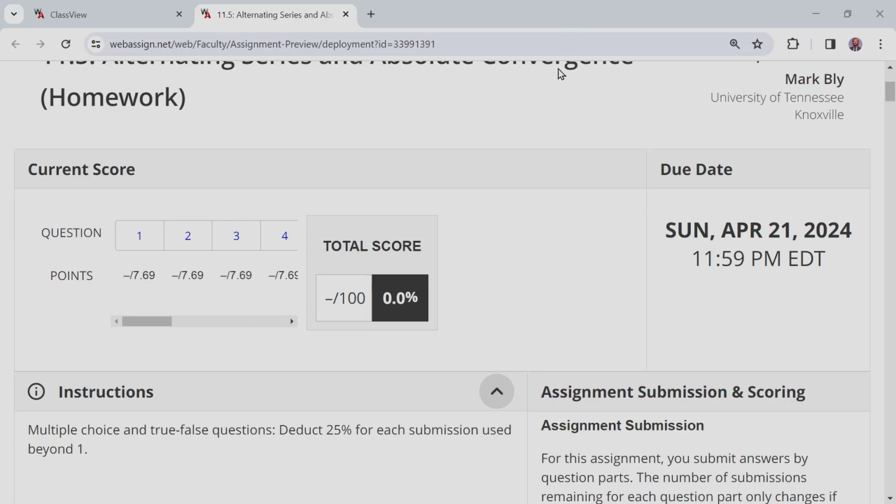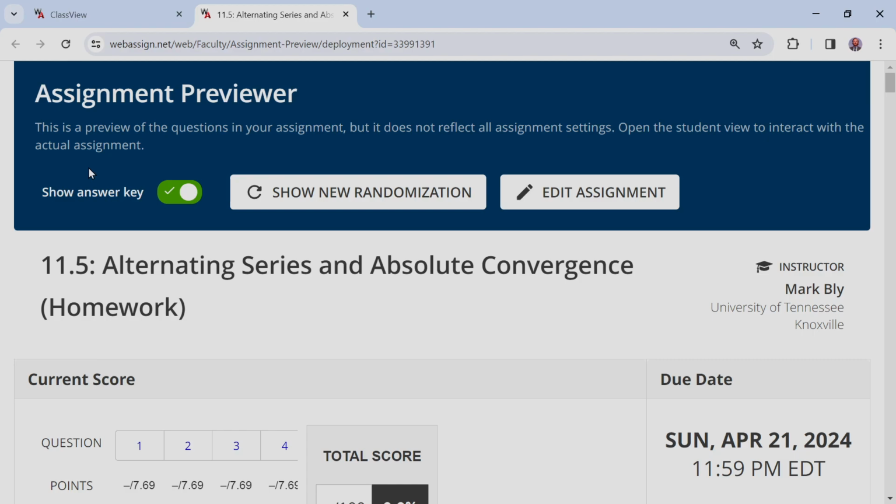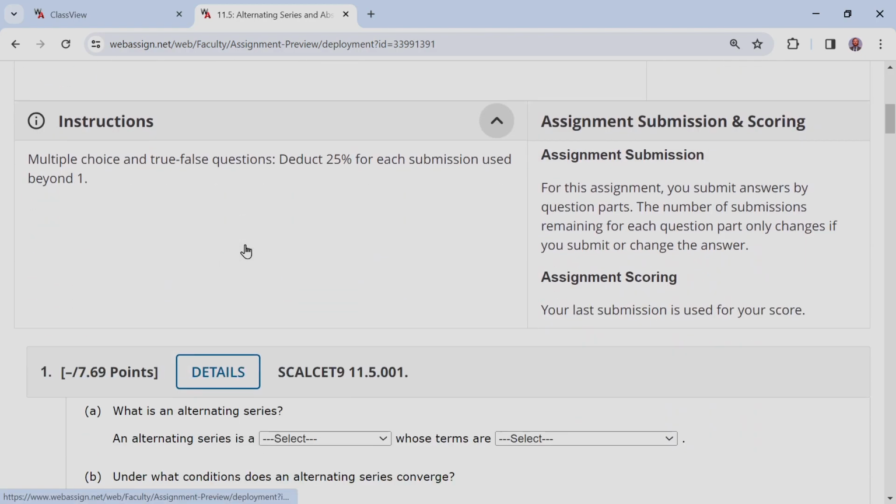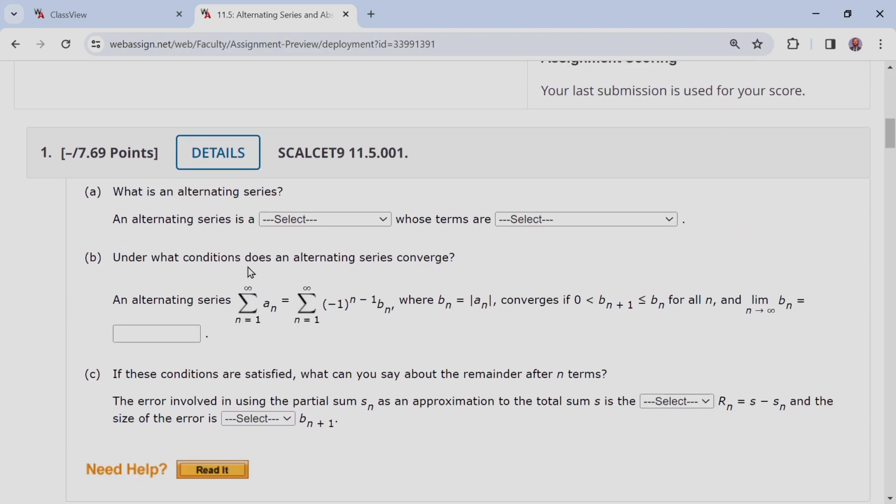All right, welcome. So here we are in section 11.5. We're talking about alternating series and absolute convergence, two very important topics. The absolute convergence maybe even more than the alternating series, but so be it. Both of them are very valuable. Let's take it one bite at a time.